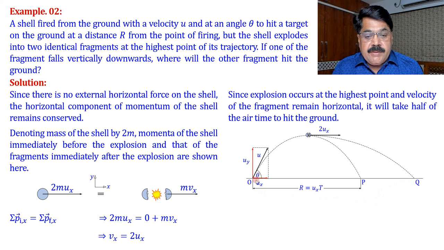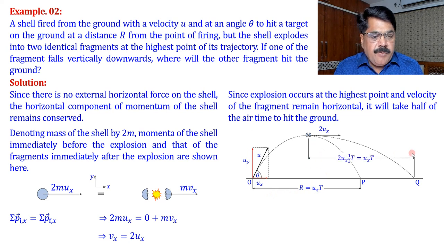Here we can see the vector u and its horizontal component, which we represent by ux, as mentioned earlier, and this was the vertical component. Now the range is what? ux into t, where t is the air time. So we represent R by ux into t. Now you can see the distance from the highest point to the point on the ground horizontally. It will be this velocity into half of the time, so 2ux into t by 2. So it will again be ux t, and this will be equal to R. You can see from here.